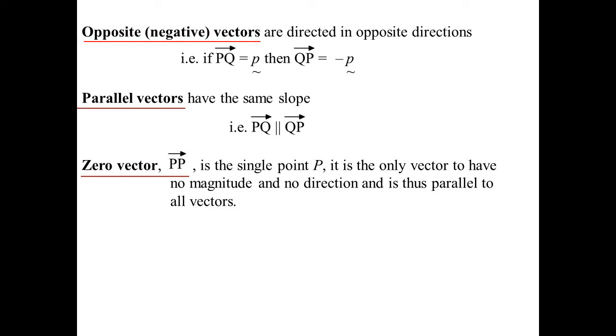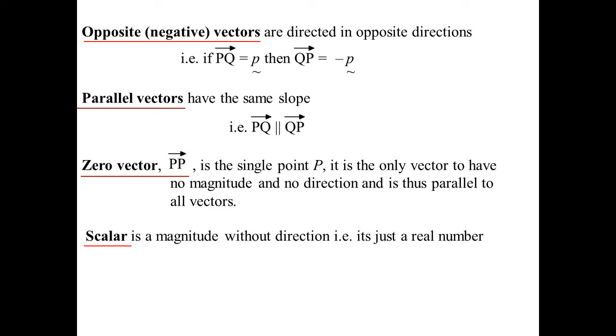But here's the interesting thing. It doesn't have magnitude. Well, that makes sense. It's not going anywhere. But it also doesn't have direction, because if it's not going anywhere, how do you know in which direction it was heading? But therefore, it makes it parallel to every vector, even though it's not going anywhere. I know that sounds strange, but the zero vector is parallel to every vector.